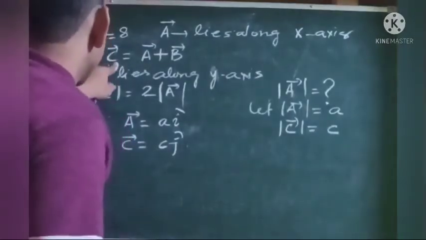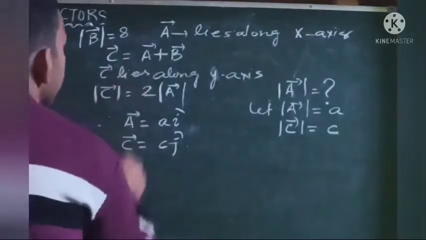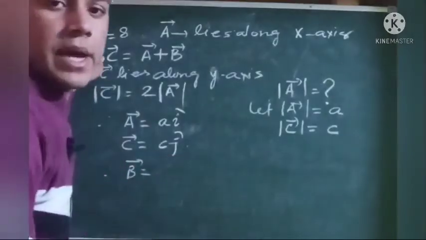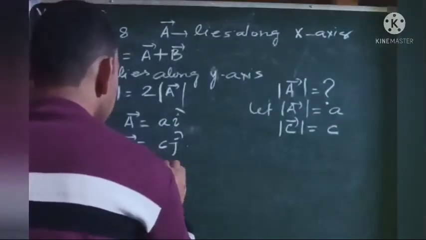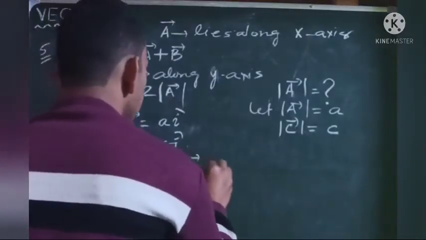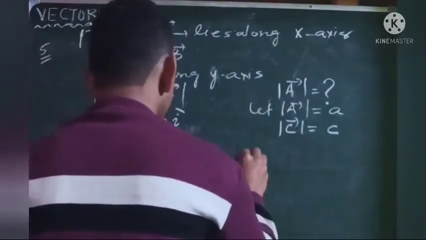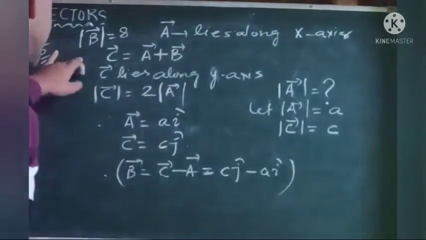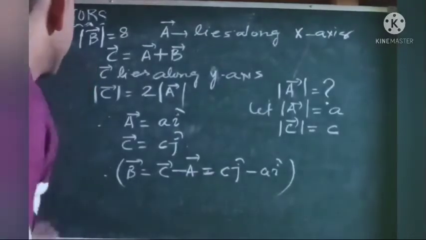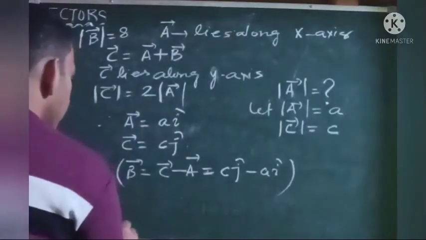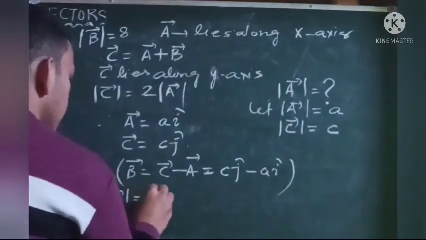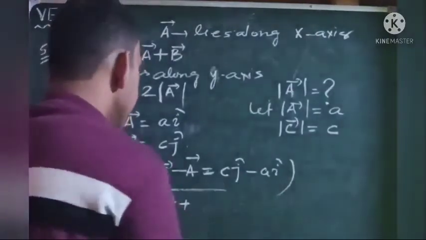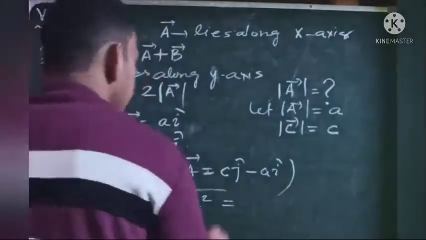Now we are given this equation. From here we can write B vector is equal to C vector minus A vector. Therefore c j cap minus a i cap. This is B vector, and we are given that magnitude of B vector is equal to 8. Therefore magnitude of B vector is going to be square root of minus a whole square, which is a square, plus c square, and it is given as 8.